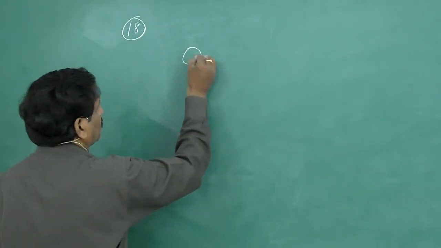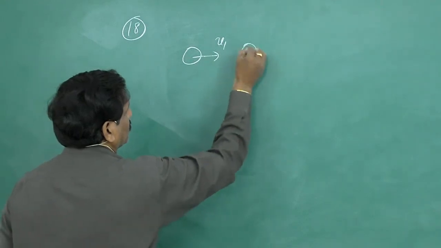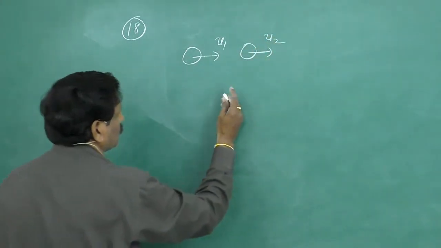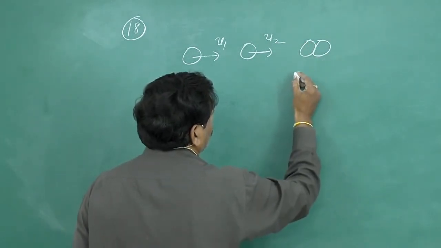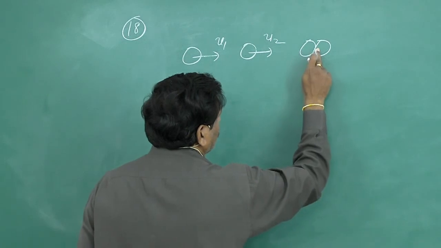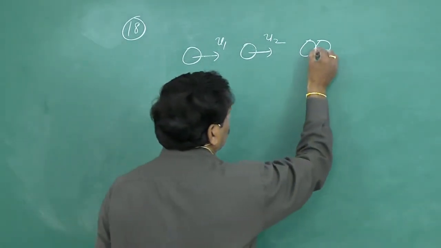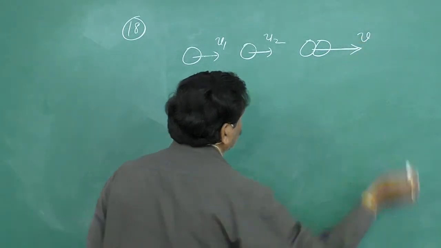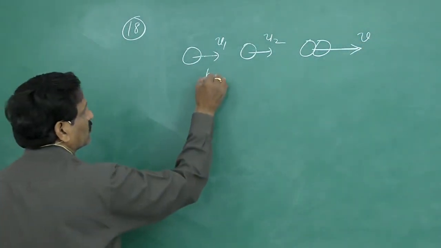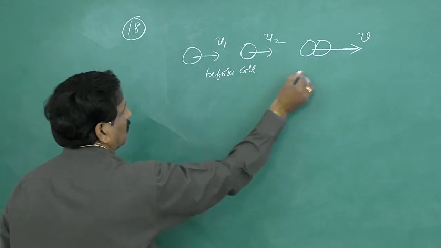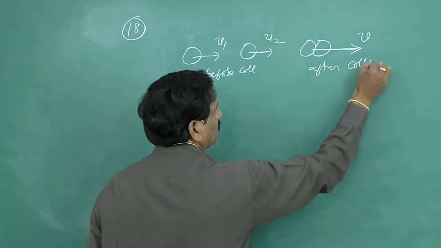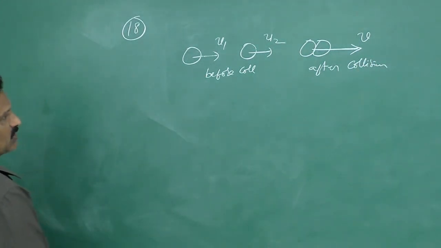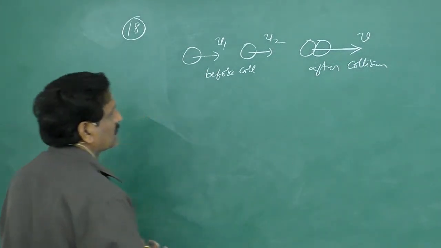So if this is the body which is moving with a velocity of u1, and this is another body which is moving with a velocity of u2, they are subjected to collision like this. During collision they stick together, and in the case of inelastic collision they move with a common velocity after the collision. So this is before collision and this is after collision. In the case of inelastic collision, the two bodies stick together and move with a common velocity after collision.